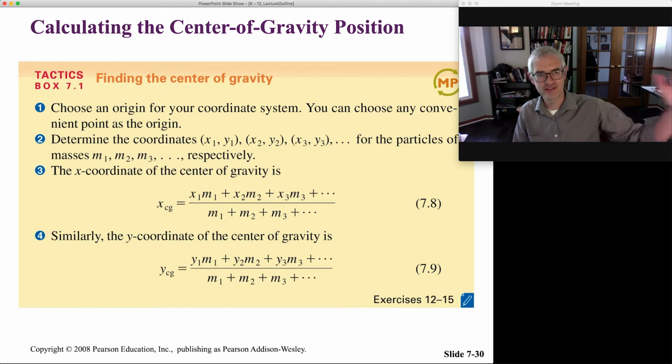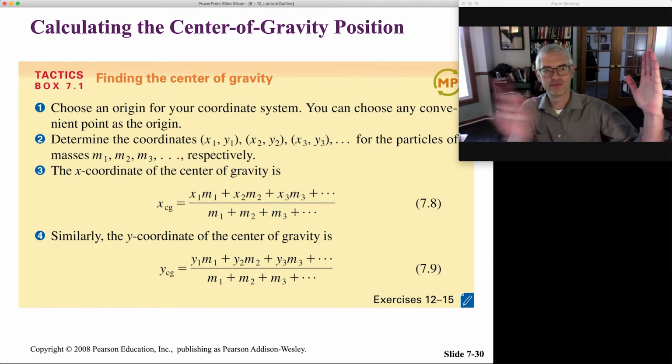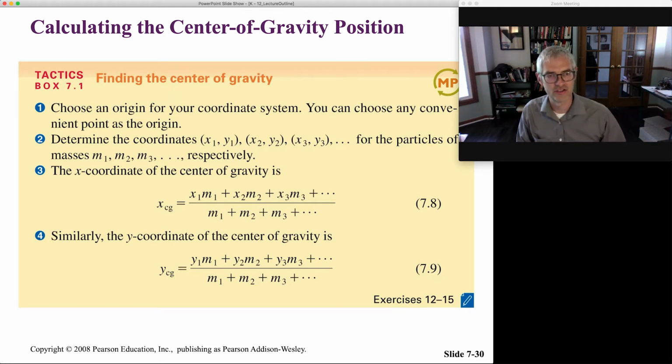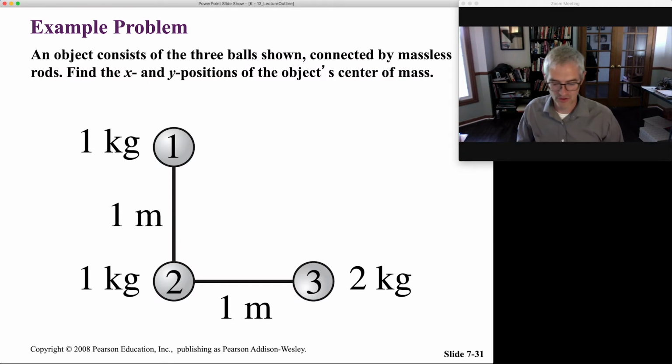If you have a lot of mass over here, your center of mass is going to be close to where the large group of mass is. If you have it spread out all over the place, it's going to be somewhere in between. All right, so let's look at an example. Here we have an object, some sort of massless rods connecting these different objects. You've got object 1, it's 1 kilogram, object 2 with a 1 kilogram mass, and object 3 with a 2 kilogram mass, all located 1 meter away from it.